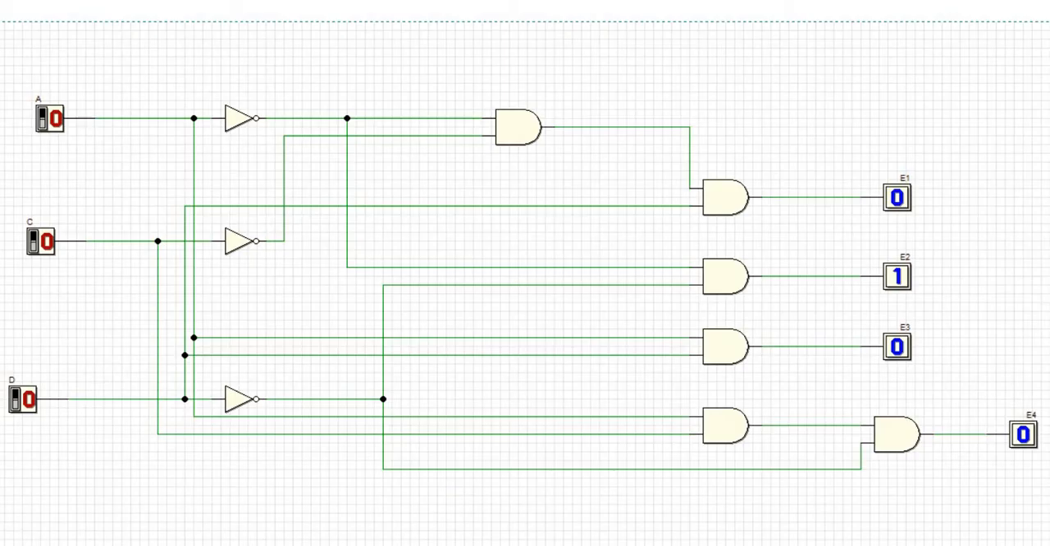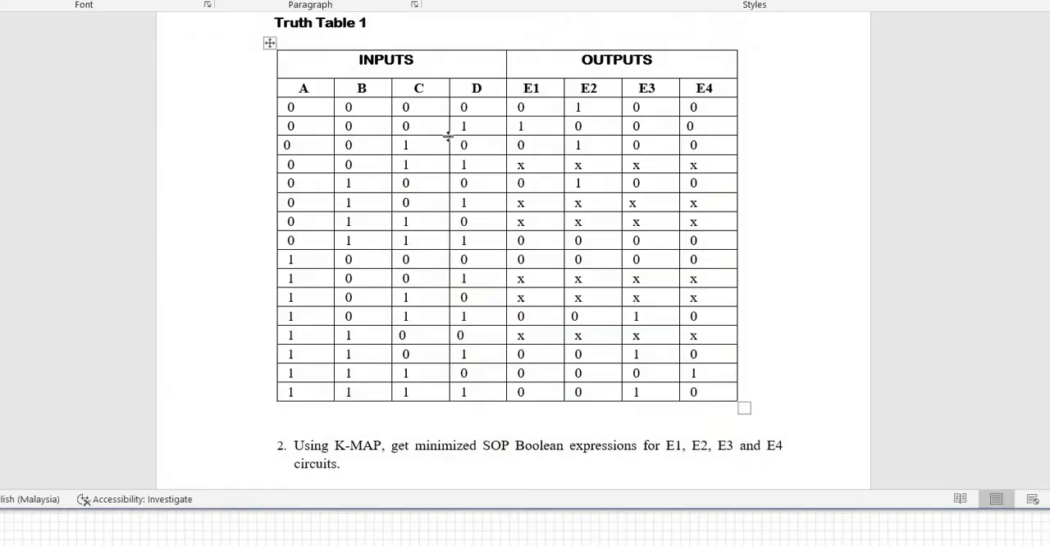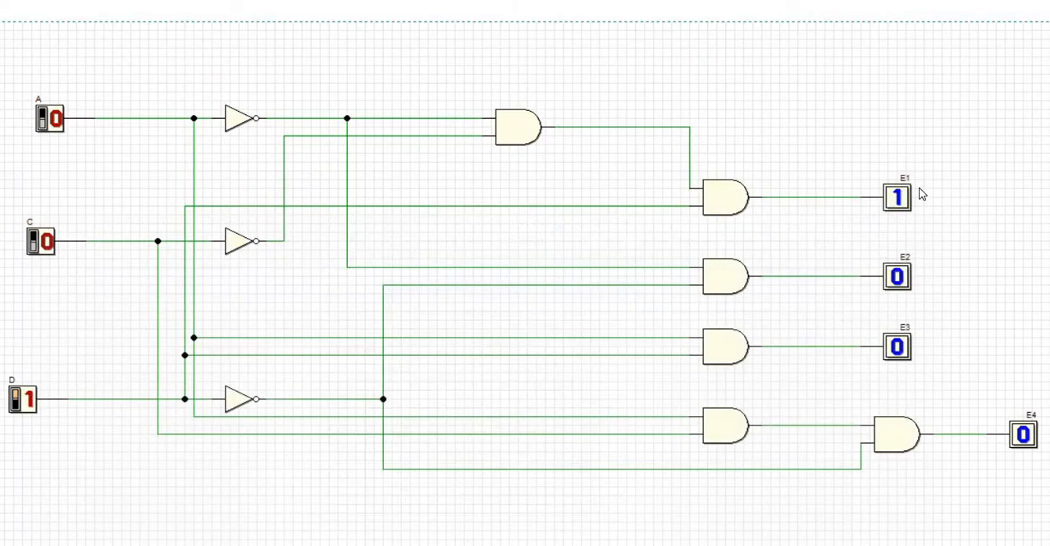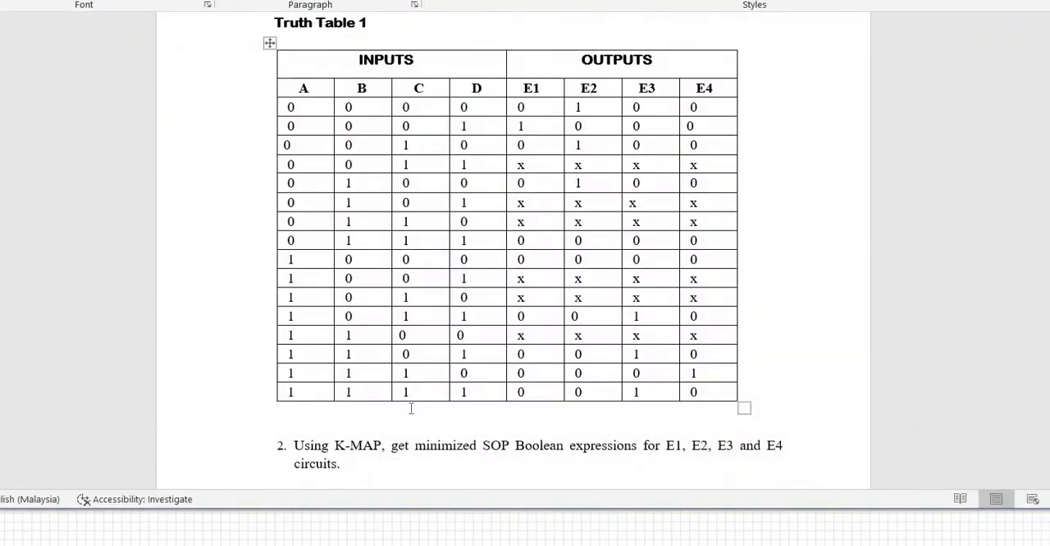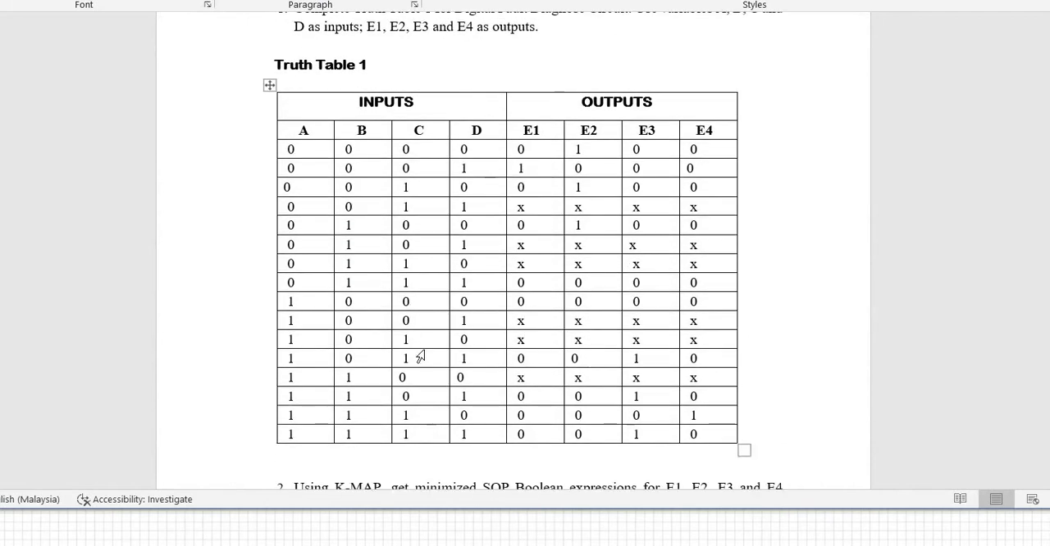So the next one, all 0 except for D. If we turn on D, as we can see, the circuit changes: E1 is 1, E2 is 0, E3 is 0, E4 is 0, and so on, as the truth table shows here.